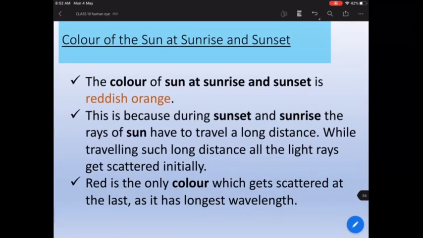Again, I have answered this question in four points. One, the color of the sun at sunrise and sunset is reddish orange. This is because during sunset and sunrise the rays of the sun have to travel a long distance. While traveling such a long distance, the light rays get scattered, and all the blue gets scattered initially. Red is the only color which gets scattered last, because it has the longest wavelength.